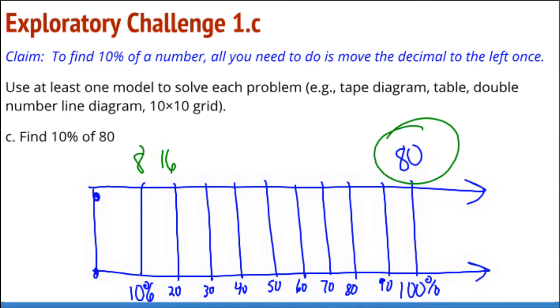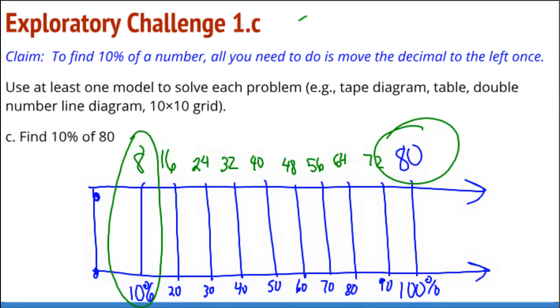8, 16, 24, 32, 40, 48, 56, 64, and 72. And once again, 10% is equal to 8. And if I have 80, and I move the decimal place one to the left, 8 is equal to 8. So the 10% is equal to 8. I've moved the decimal one place to the left.